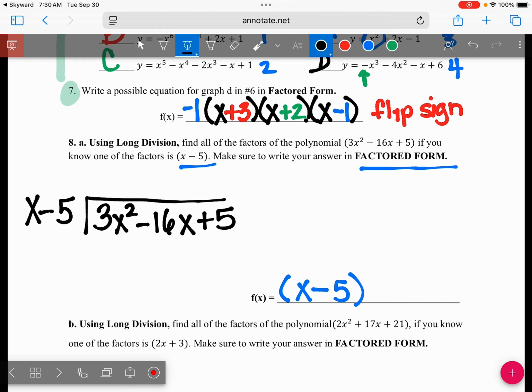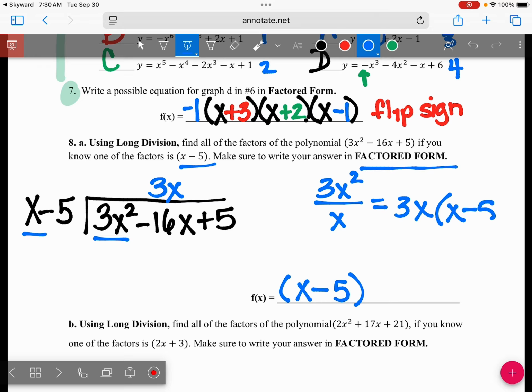So we start off, we divide the first terms. So take 3x squared and divide it by x. What do we get when we do that? 3x. Put that on the roof. Now you're going to take that 3x and multiply it by x minus 5.